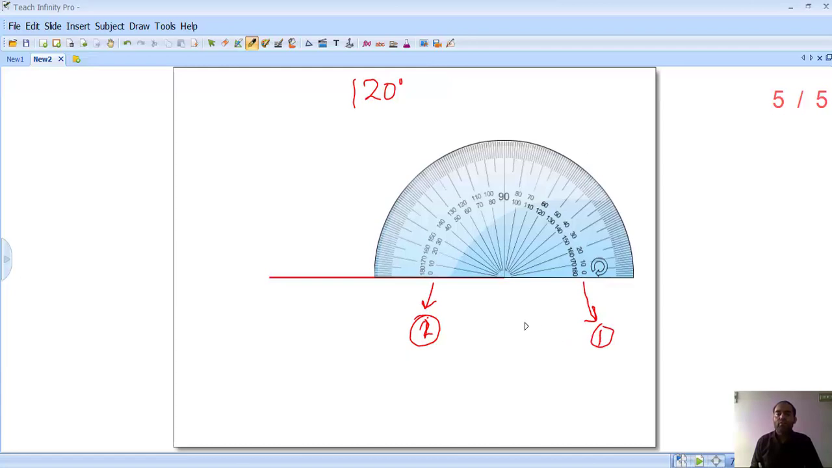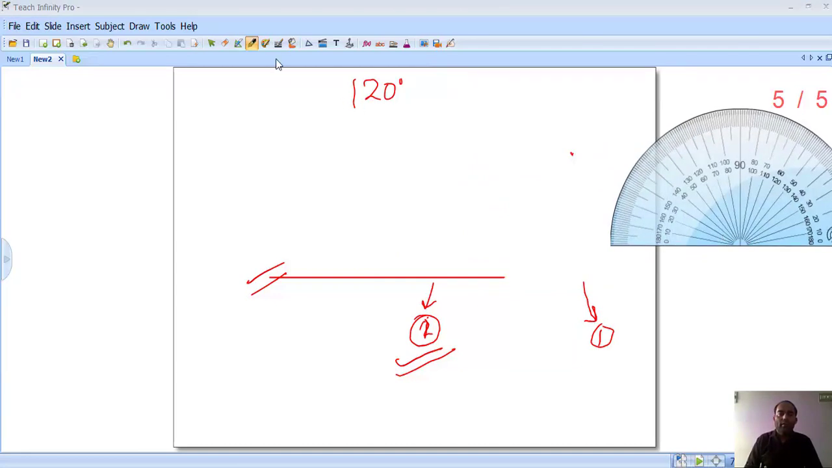Which 0 we are going to use? 0 2, because line is at this side, so we are going to use this side 0. 0, 10, 20, 30, 40, 50, 60, 70, 80, 90, 100, 110 and 120. Okay, mark a point at 120, remove the protractor, join both the lines. Okay, let me correct my line.